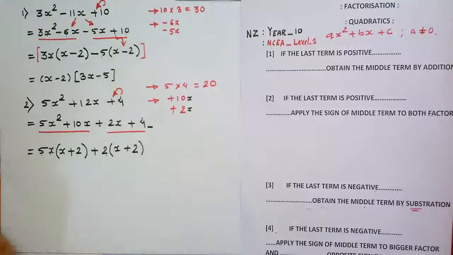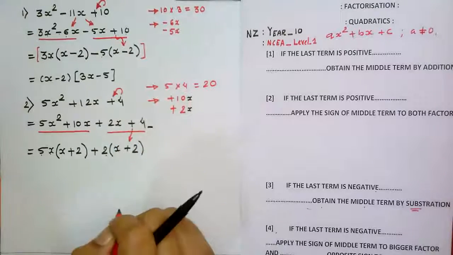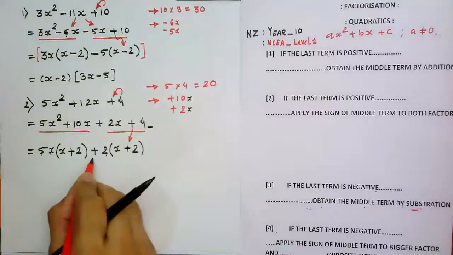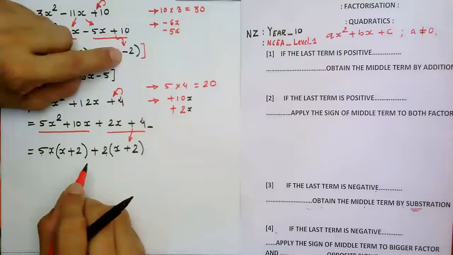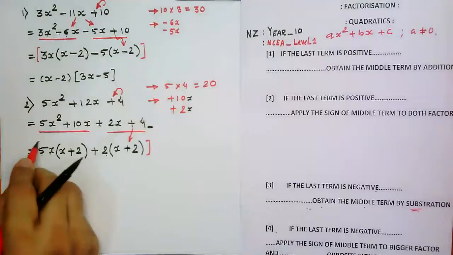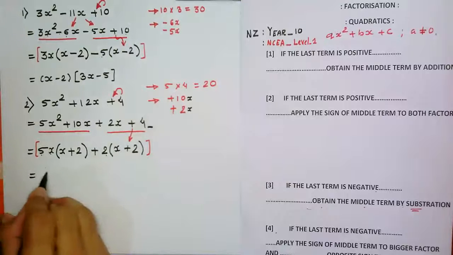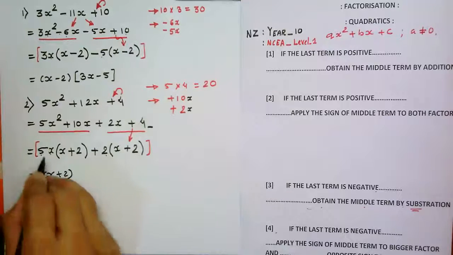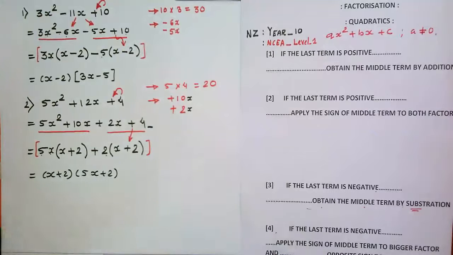See here, the sign is not changed by me because there is a positive sign over here. If there is a negative sign over here, you have to change the sign in the bracket, but it is not needed over here. x plus 2, so take x plus 2 common. So that remains 5x plus 2. These are the demanded factors.